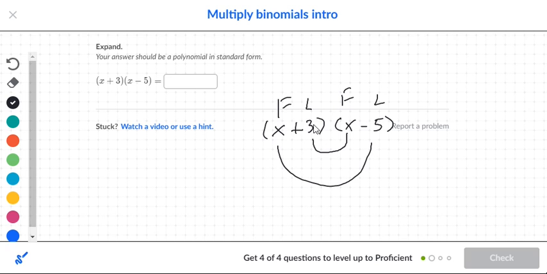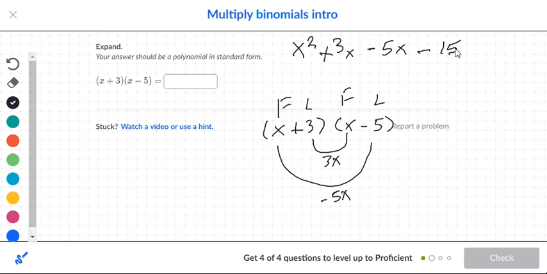So right here you have the x times the x. So it's x to the second. Then you have a 3 and an x, so that's 3x. You have an x and a negative 5. Well, that's a negative 5x. So I could say plus 3x minus 5x. And now finish with the last term. So a positive 3 times a negative 5. Because remember, what you're doing is you're multiplying everything. So the 3 times the negative 5, that's 15, but it's a negative 15.